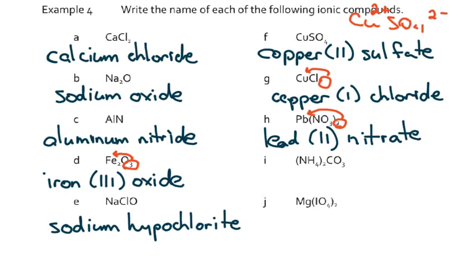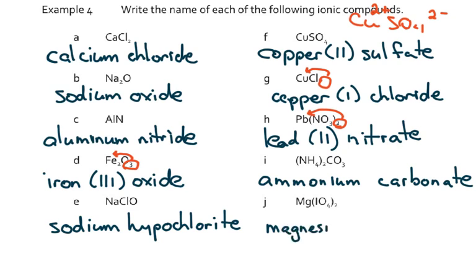(NH4)2CO3, now we have a compound made up of 2 polyatomics. The good news of polyatomics, they only have one possible charge, so we only need to find their names. NH4 is ammonium, and CO3 is carbonate. Mg(IO4)2. Mg is magnesium, only one possible charge. IO4 being a polyatomic, we need to go look that up. That's periodate.